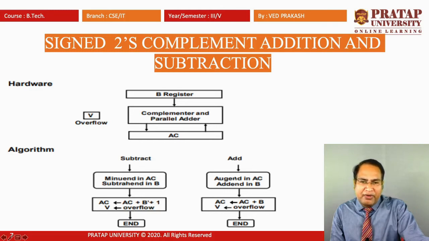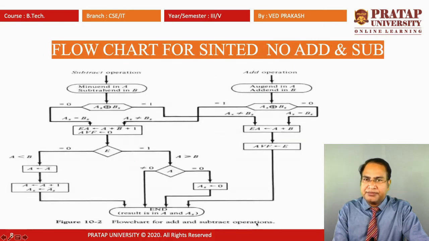If we want to perform the addition operation, then we put the augend in the accumulator register and the addend in register B, and we perform a simple addition, accumulator plus the contents of register B, and the result is again transferred into the accumulator register. If any overflow is created, it is put in the overflow flip-flop V, and finally we finish our addition operation.